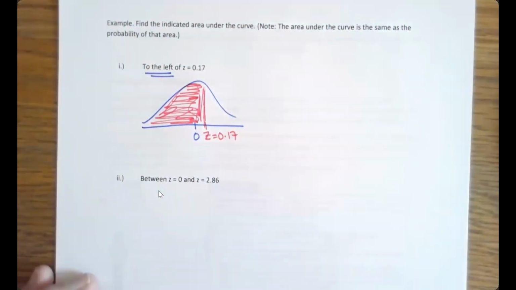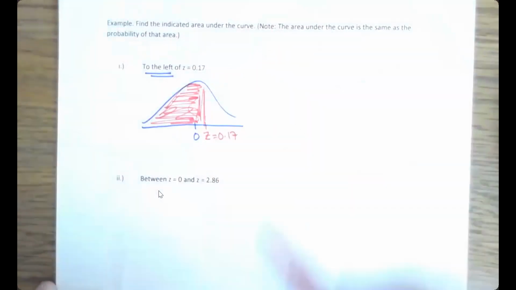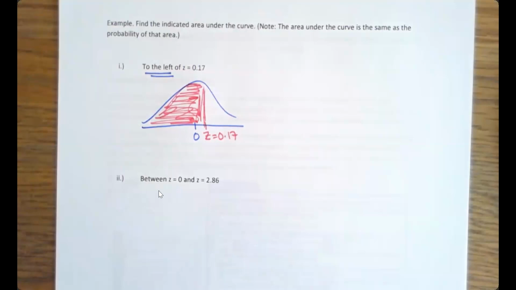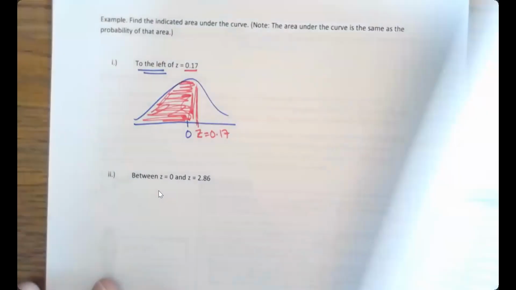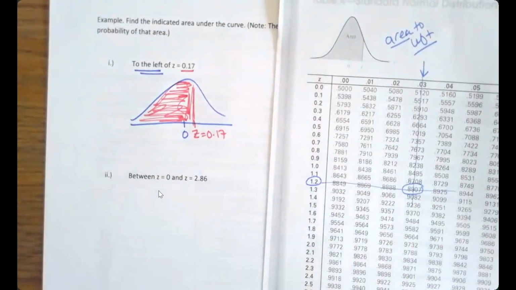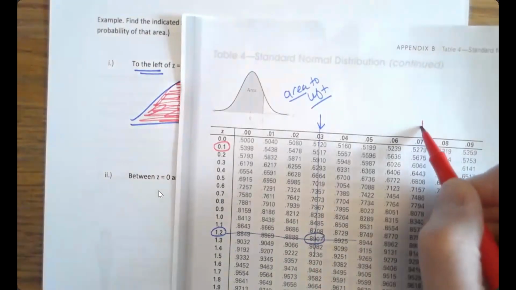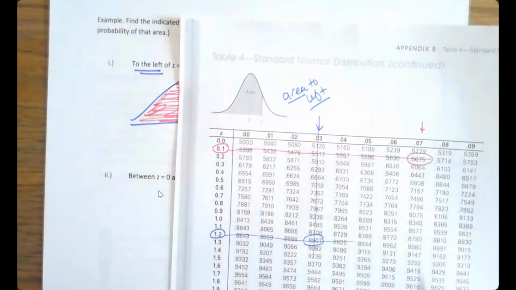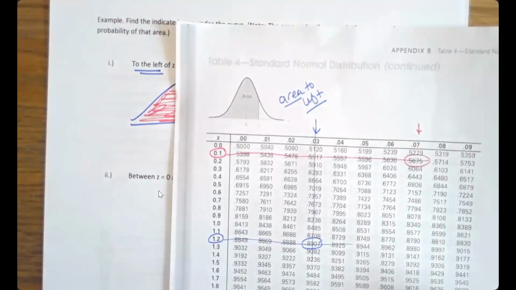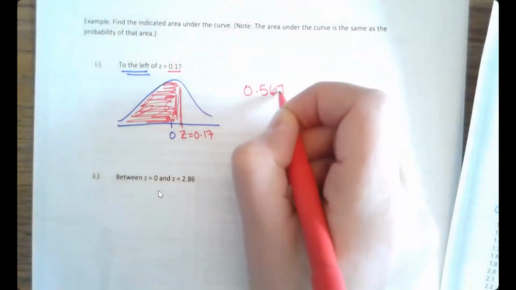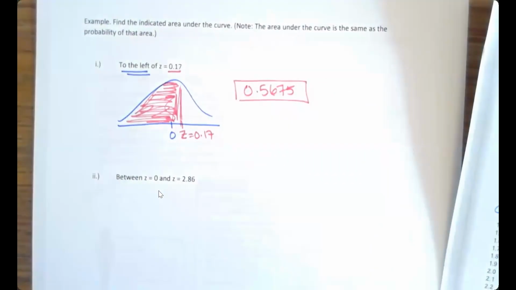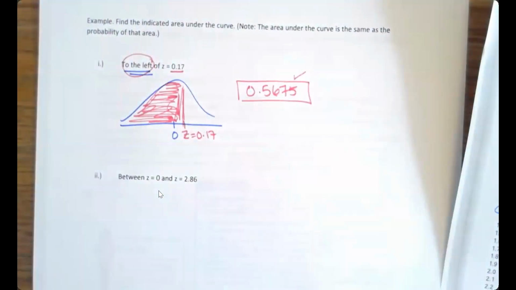Now I'm going to estimate that it's going to be over a half, right? Because I definitely have over half the graph shaded, but it's not that much over a half, so maybe like 0.55 or 0.6. That's my guess. And now I'm going to go ahead and use the table. So I'm on the positive side. It's 0.1. So right here. And then I need the 7. So the value that works there is going to be 0.5675. Now, because it's area to the left, you are done. That's all you need to do.